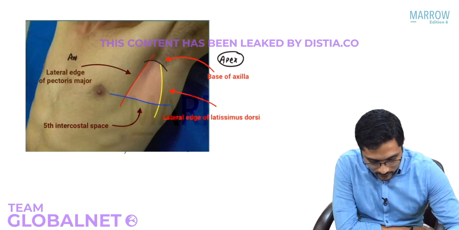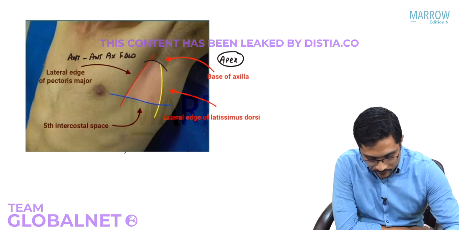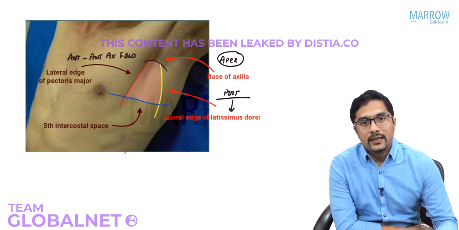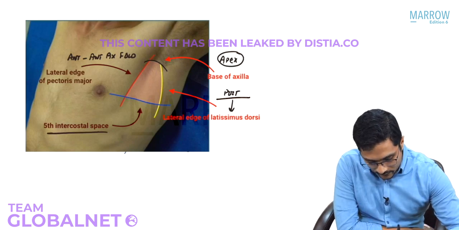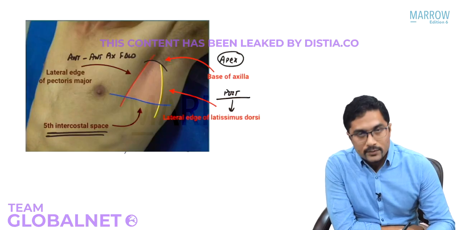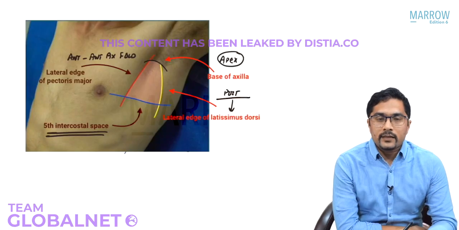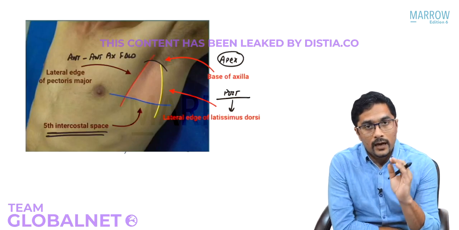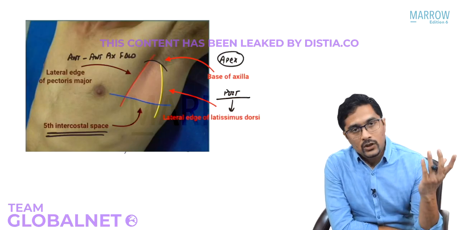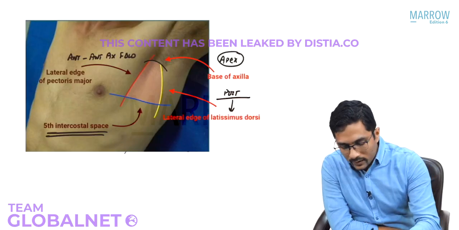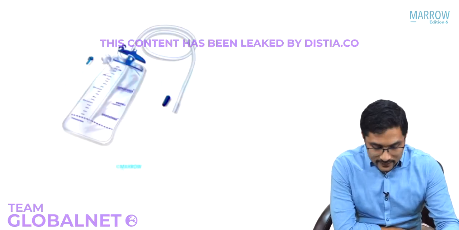Anteriorly, you have the anterior axillary fold, which is formed by the pectoralis major. Posteriorly, you have the posterior axillary fold, which is formed by the latissimus dorsi, and the fifth intercostal space forms the base. So this is where the tube has to be inserted, and we've discussed multiple times that the tube needs to be inserted along the upper border of the rib so as not to injure the neurovascular bundle which is there in the lower border. This was even asked in your INI CET exam.